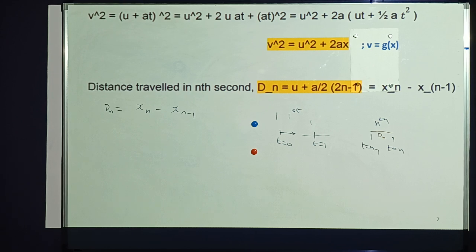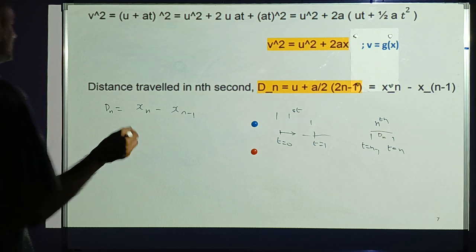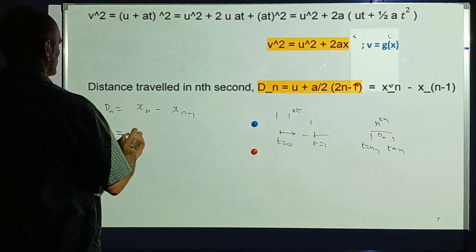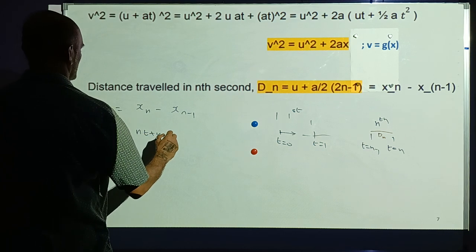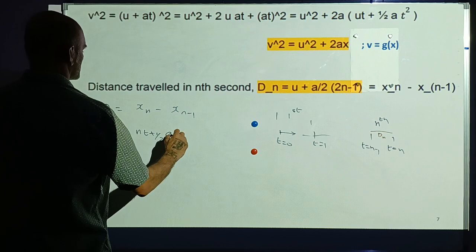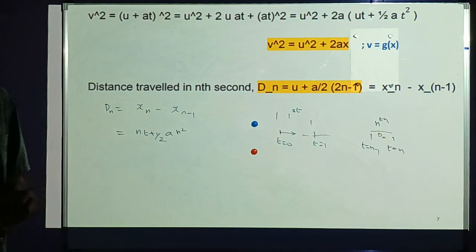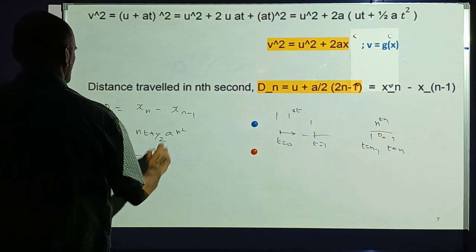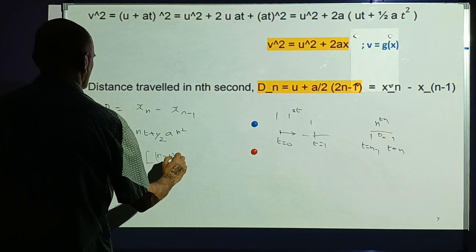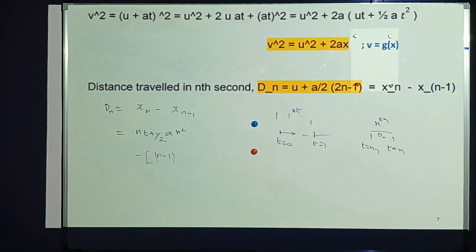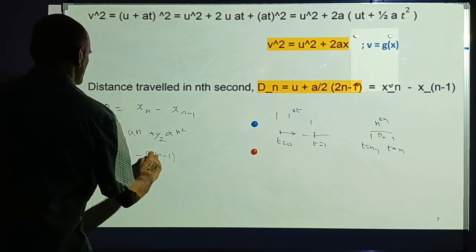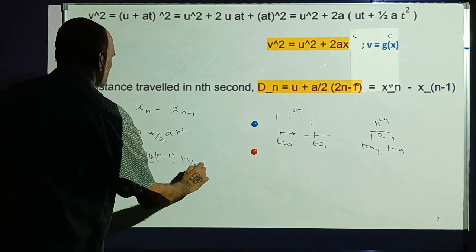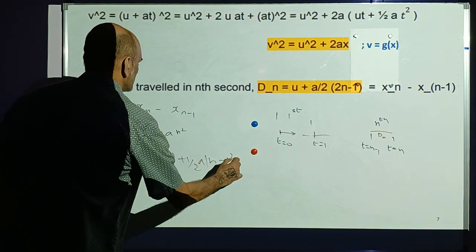So here I can use the distance traveled in n seconds as ut plus half at square, where t is n, a is constant, and t square is n square, minus the second term with n minus 1. ut is u into n, and for the second, ut is u into n minus 1, plus half a times n minus 1 square.